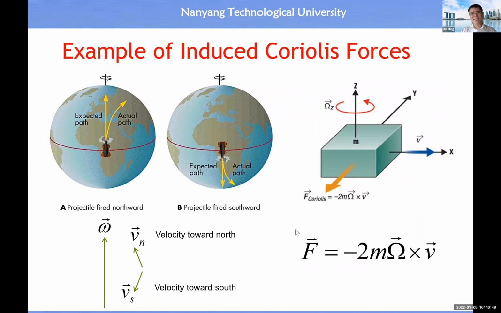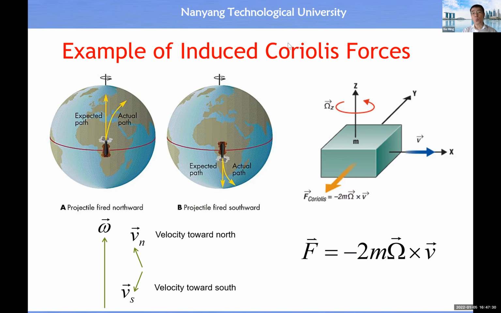Another example of induced force is called the Coriolis force. For those of you who have studied robotics, when you study the dynamics of a robot, you must consider the Coriolis force, because a robotic arm may undergo linear motion and rotary motion. When there is a combination of linear motion and rotary motion, this combination will induce the Coriolis force. This is a discovery made by a French engineer with the name of Coriolis.